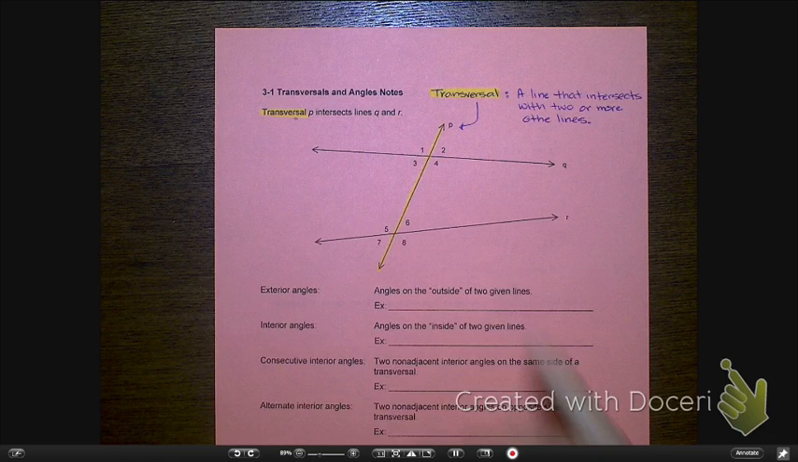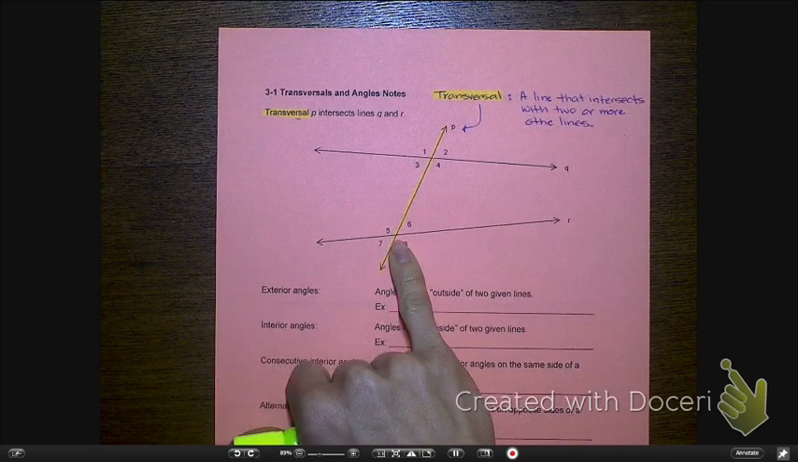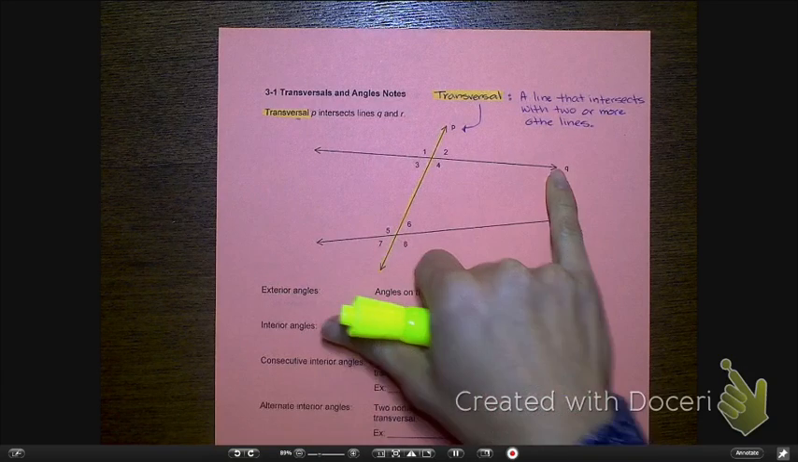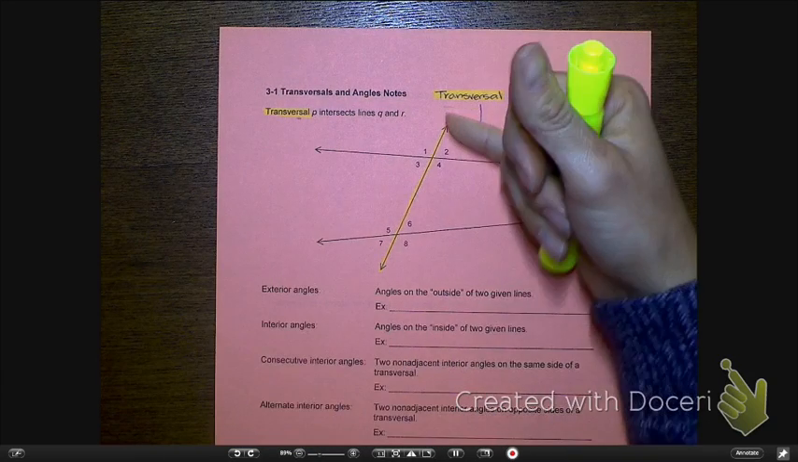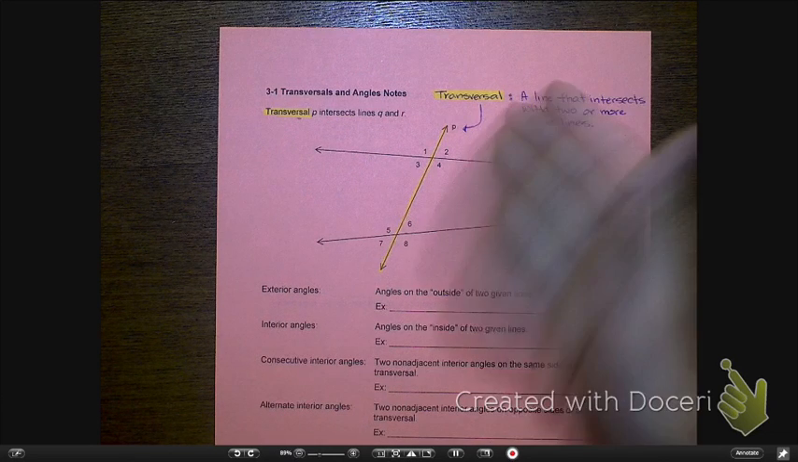If you look at it, R is not a transversal because R is only crossing with one other line, right? Q is only crossing with one line, but P is crossing with two. Does that make sense? Now, sometimes we can have a transversal cross with two lines or three lines or four lines or multiple lines. It just has to come in contact with at least two other lines to be called a transversal.